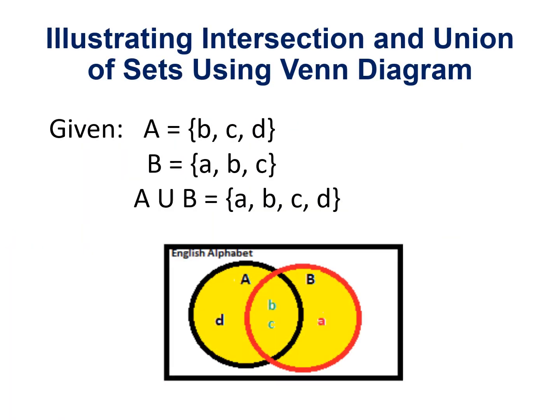Let's try illustrating intersection and union of sets using a Venn diagram. Please take note that set A has elements B, C, D. Set B has elements A, B, and C. If you want to find the union of A and B, this is the combination of all the elements of sets A and B. So just write A, B, and C, and of course, we include D.